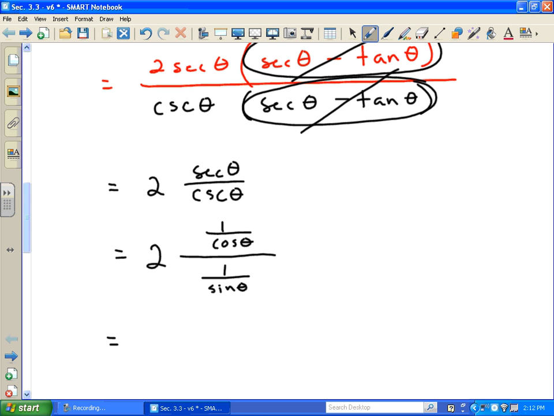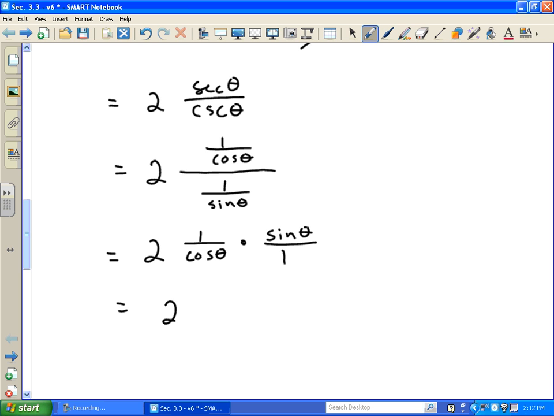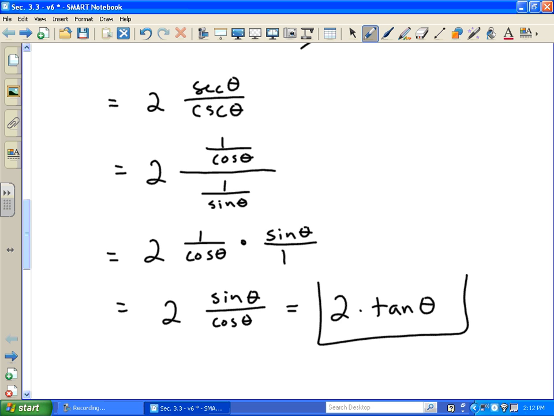From what I've learned prior, I know that to divide fractions, I keep the first fraction as it is, I change division to multiplication, and then I flip the second fraction. Doing this, I get 2, and then I can multiply those two fractions together. 1 times sine of theta is just sine of theta. Cosine of theta times 1 is just cosine of theta. And then I recognize this as an identity. 2 times tangent of theta. And I have achieved what it was that I wanted to prove.